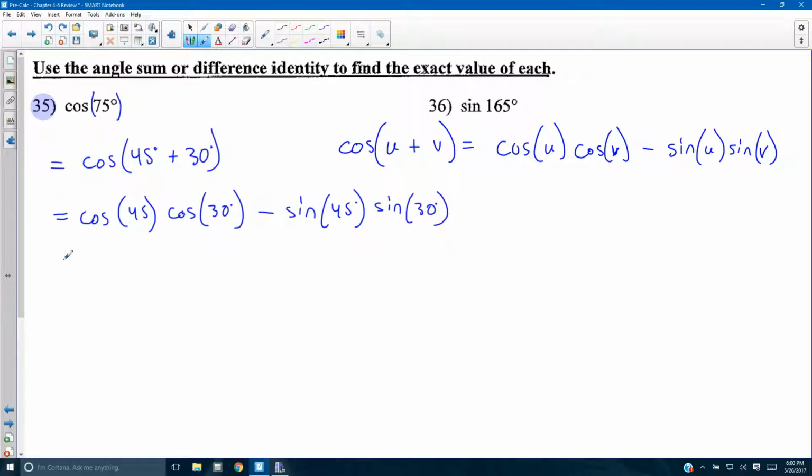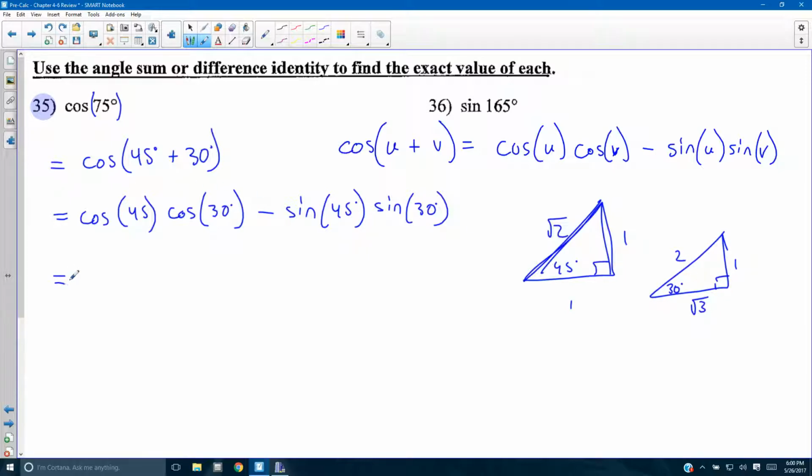Okay? So cosine of 45, let's build some triangles here really quickly, just so you have the idea. I don't want you to get it wrong. 45, 45, 90 is 1 to 1 to root 2. And in 30, 60, 90, 30 is 1 to 2 to root 3.